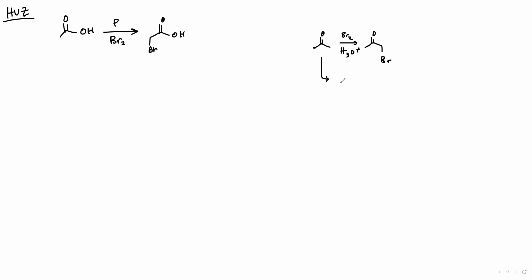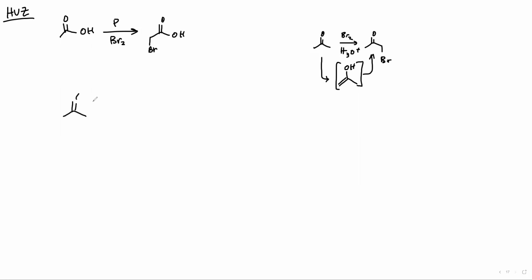we need to remember that the intermediate for this was an enol, or an enolate if you're doing it in basic solution. This was the intermediate of the reaction. Now, normally to make the enol or the enolate, we would have to use a base of some sort or an acid.